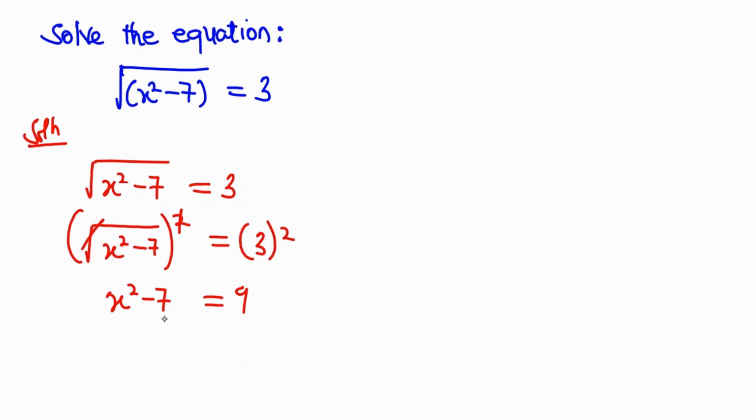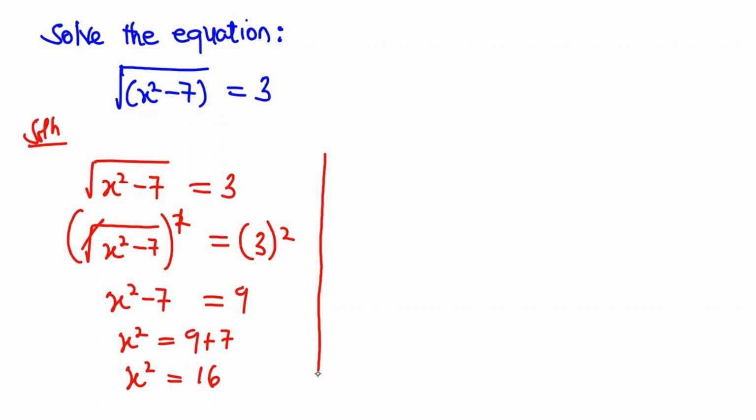Once we have this, we have to group like terms and find the value of x. In this case, we maintain x squared, which is equal to 9, and transpose the minus 7 to the right hand side, which gives us plus 7. Now we have x squared to be equal to 9 plus 7, which gives us 16.